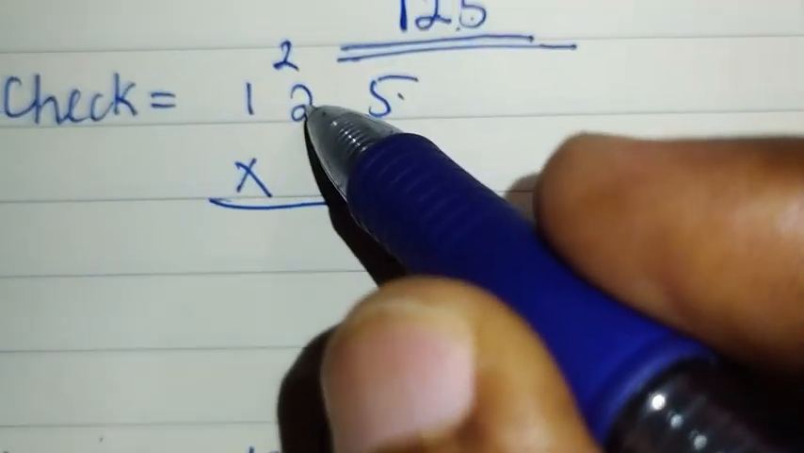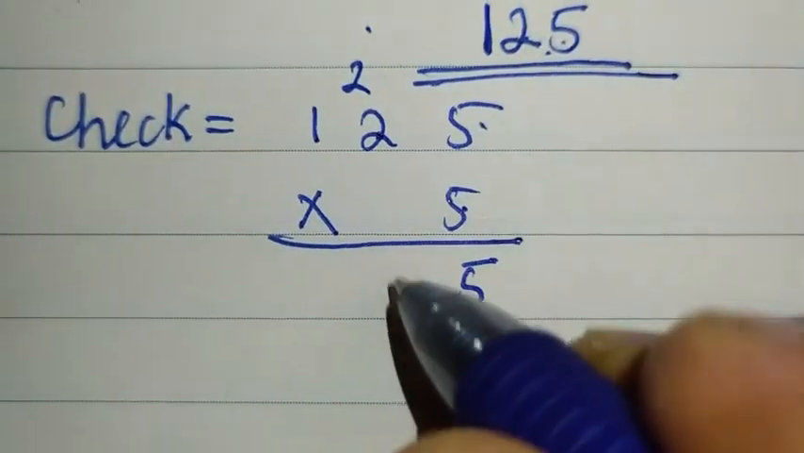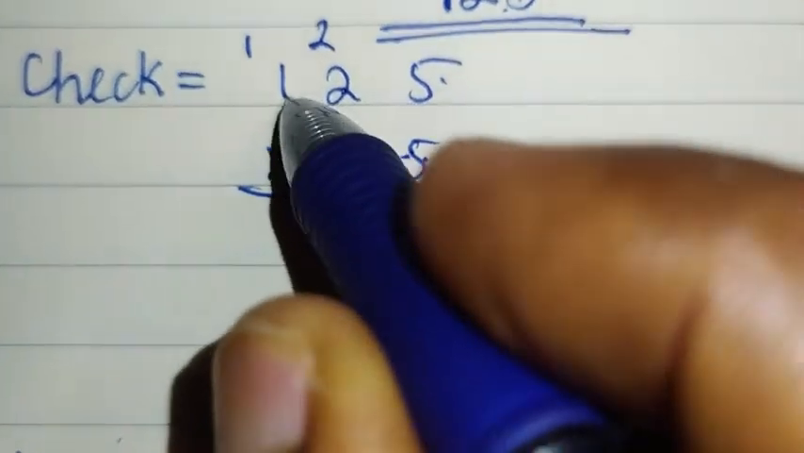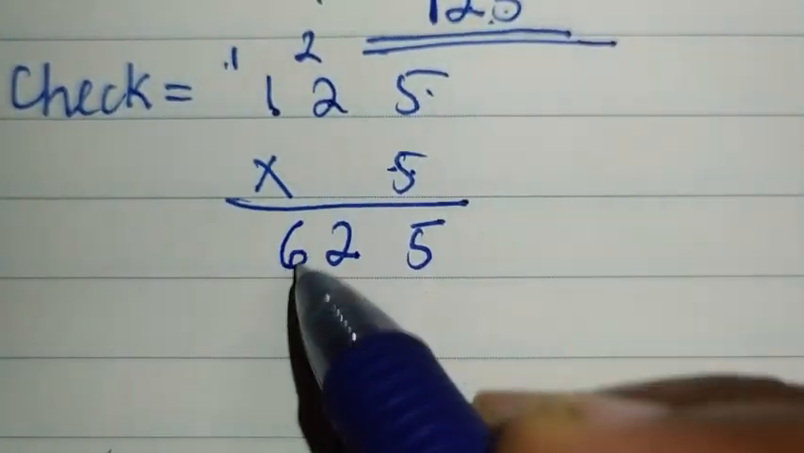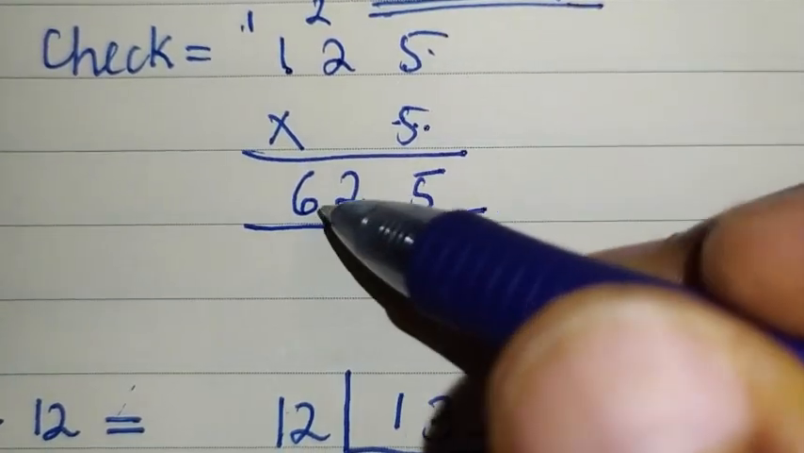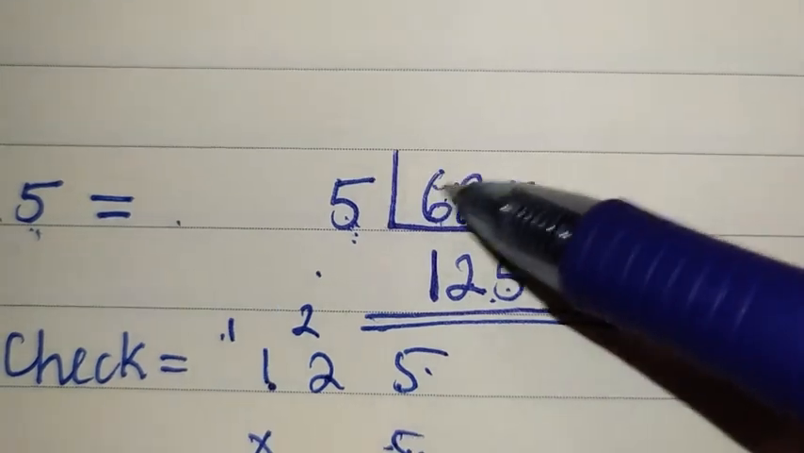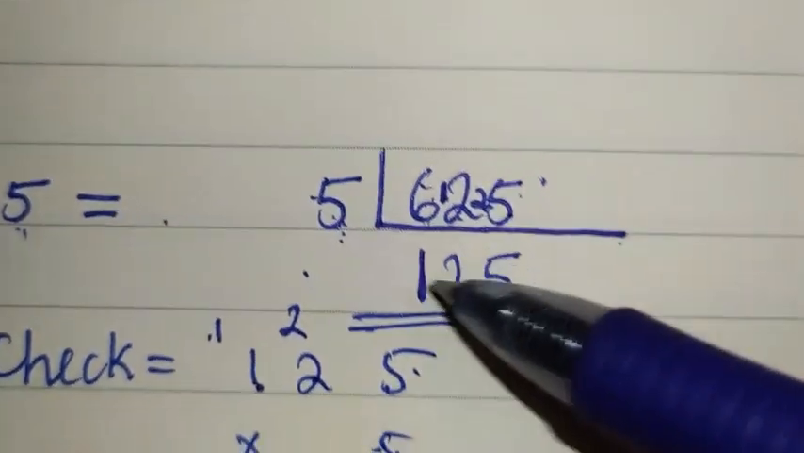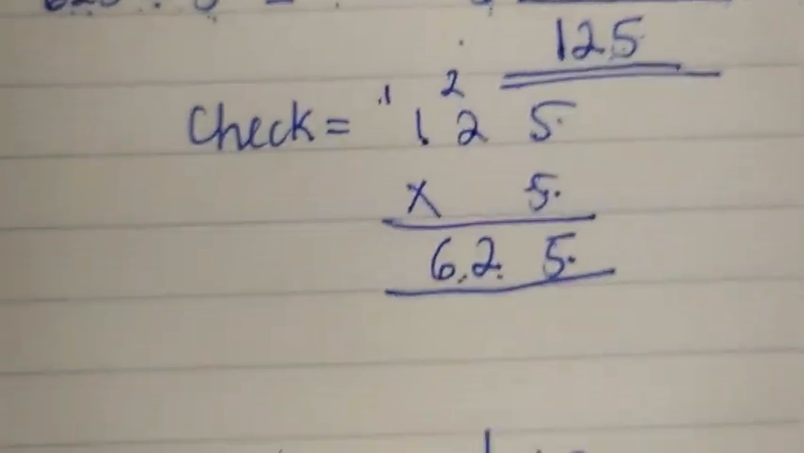Then 5 times 2, that will give me 10. Then 10 plus 2, that will give me 12. So I'll write my 2 and carry up 1. Then 5 times 1, that will give me 5. 5 plus 1, that will give me what? 6. So you could see that 125 multiplied by 5 gives me 625. So that means 625 divided by 5 is 125, which is the correct answer.